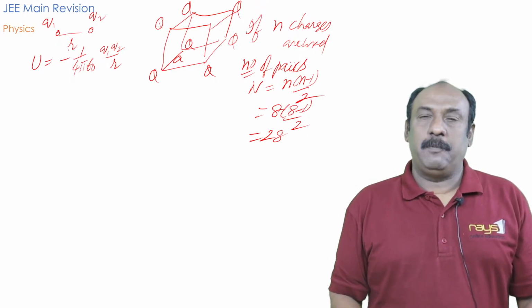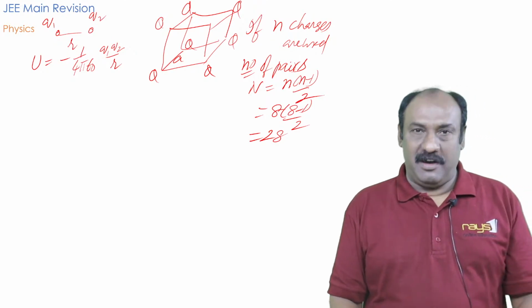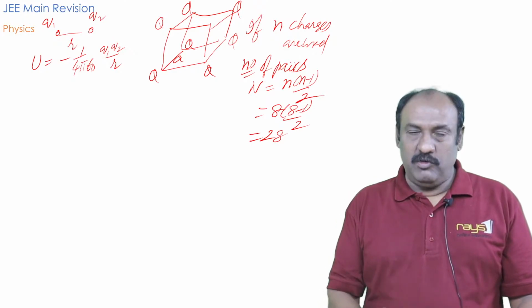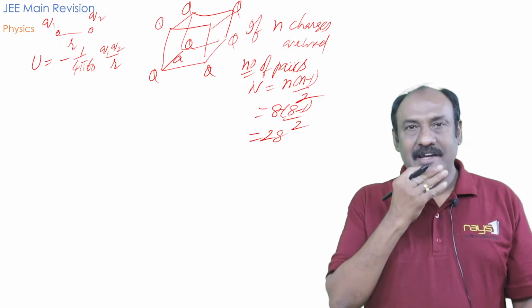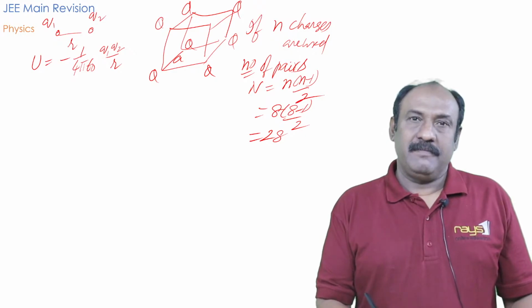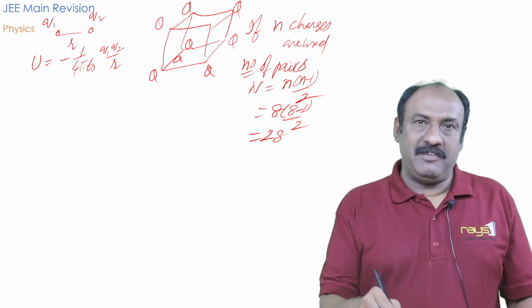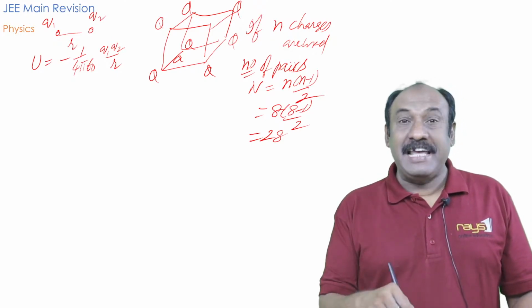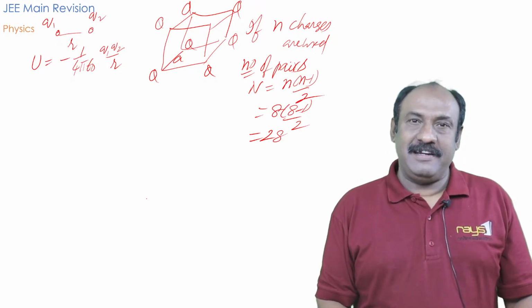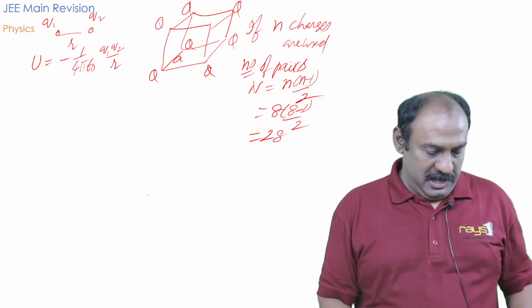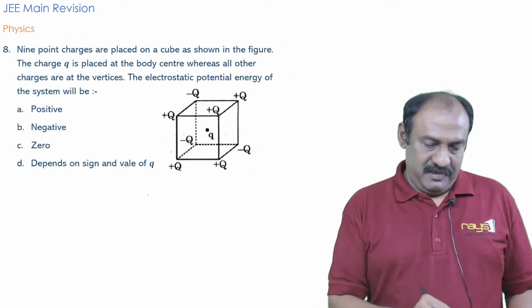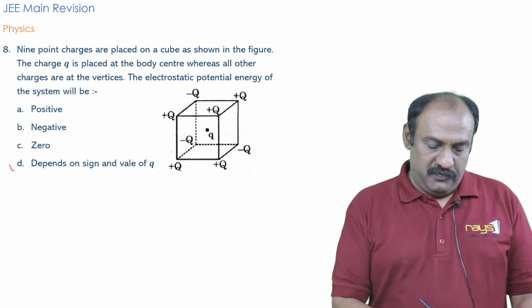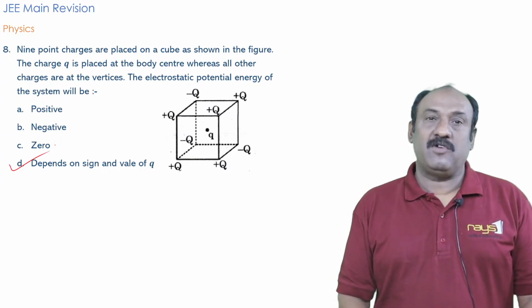So the potential energy of the system of charges arranged at the corners of a cube depends upon the magnitude of the charges, and also depends upon the sign of the charges placed at the 8 vertices of the cube as shown below. So out of all these options, we get that it depends on the sign and value of q. So the answer is D for question number 8.